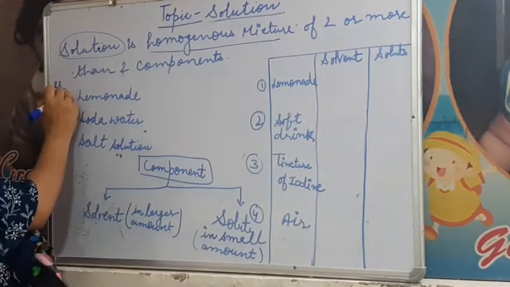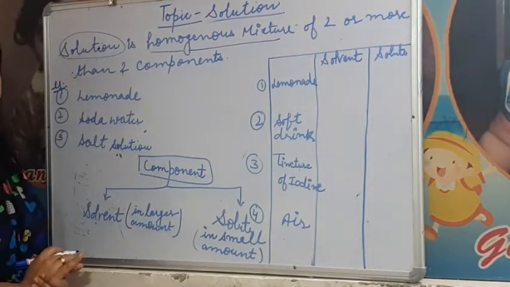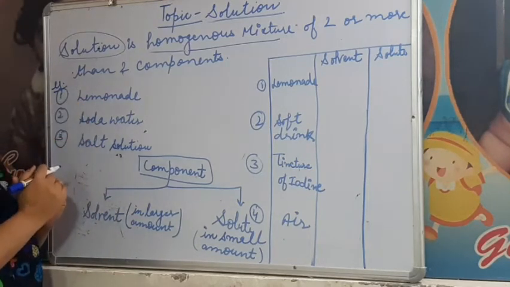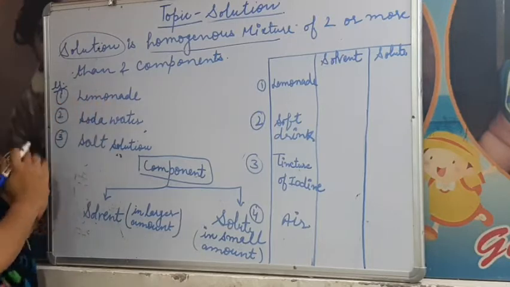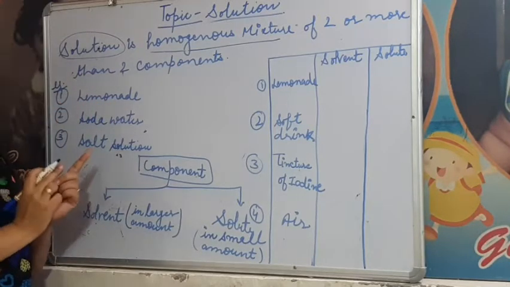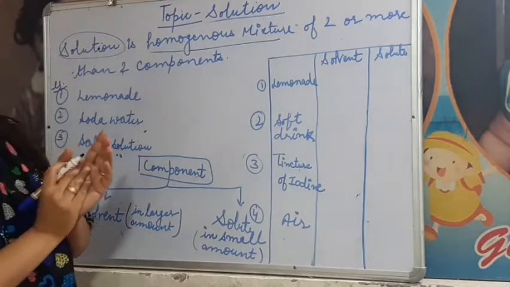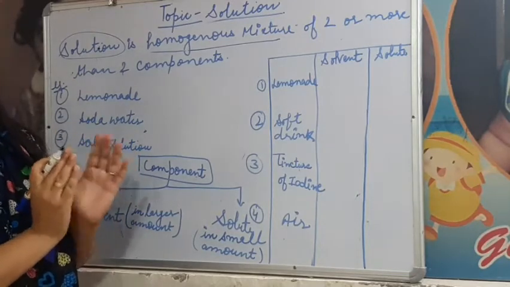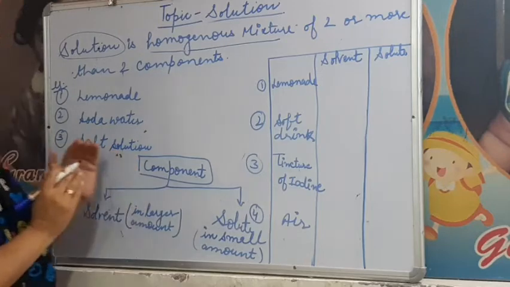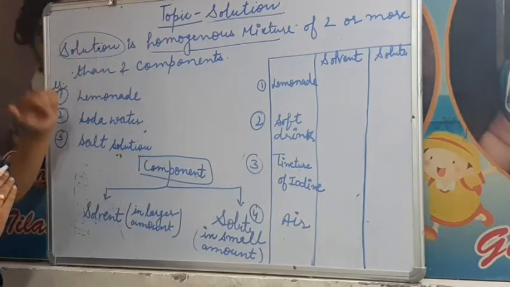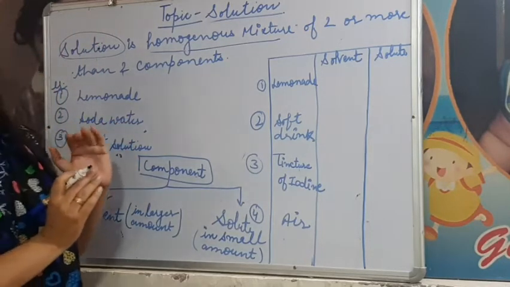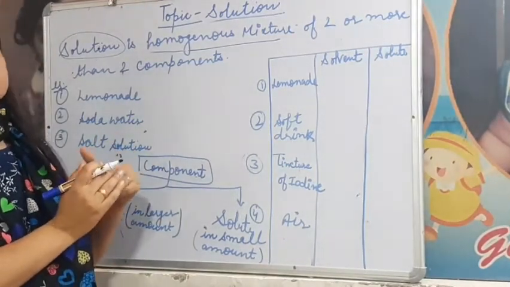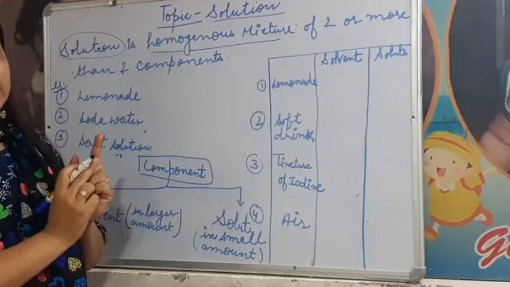For example, you have learned the examples of homogeneous mixture also, and the same examples apply in the case of solution. The first one you have learned about is lemonade. Lemonade was a mixing of water, sugar and lemon, and you might have seen these three components are uniformly, evenly mixed with each other. The second example of homogeneous mixture was soda water. Soda water is a mixing of water, carbon dioxide gas and sugar, and all components are uniformly mixed with each other.